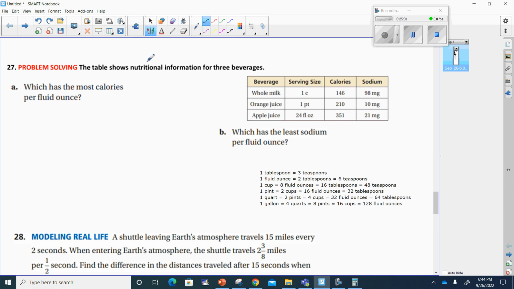All right. So we know that 1 cup is 8 fluid ounces. And since this is 24 fluid ounces, I need to find out how much this is for 1 ounce. So I'm going to take 351 divided by 24.